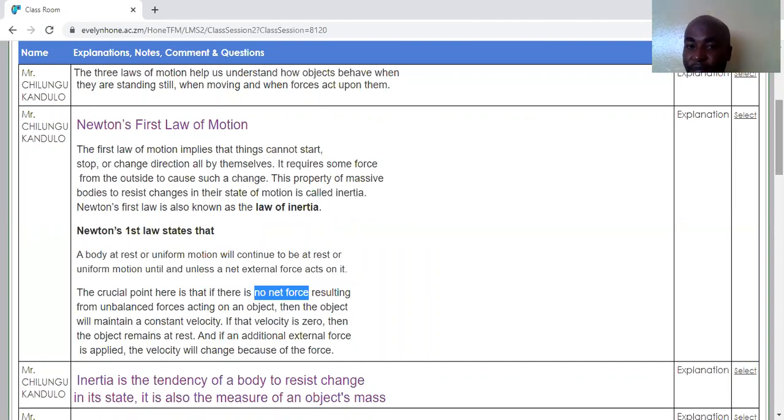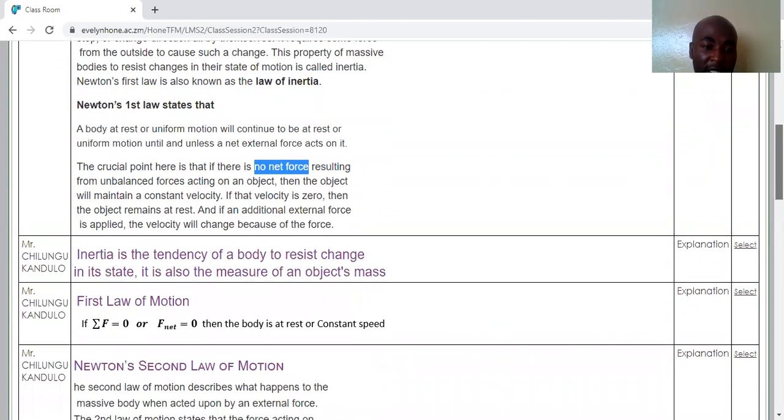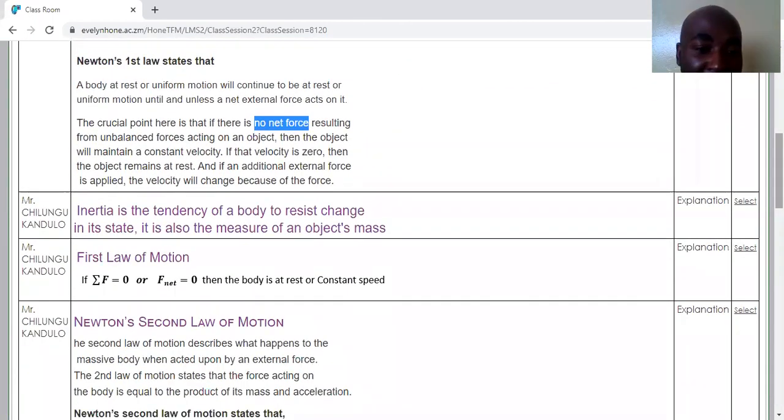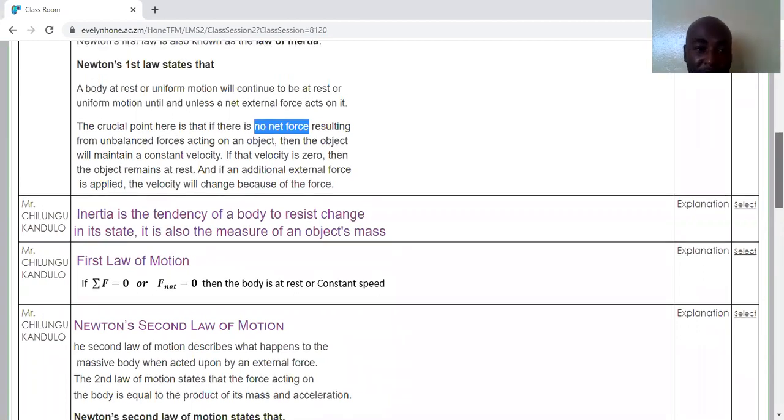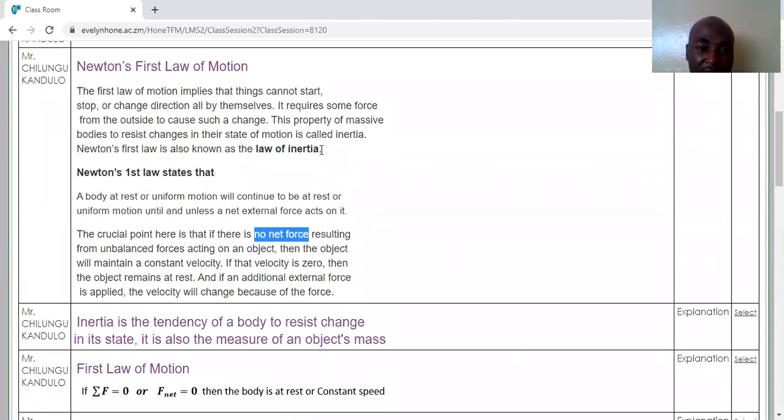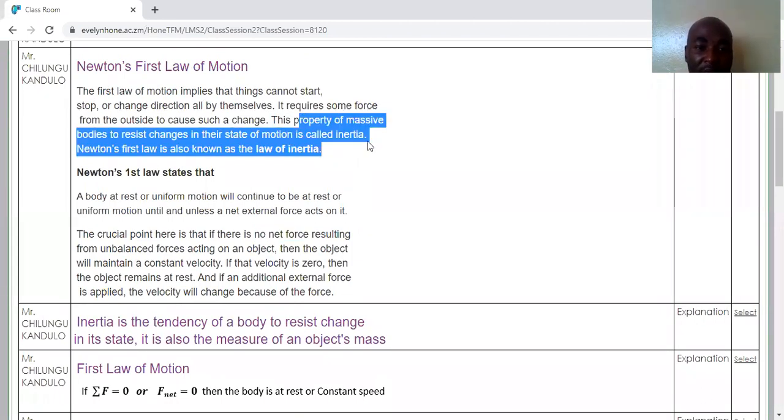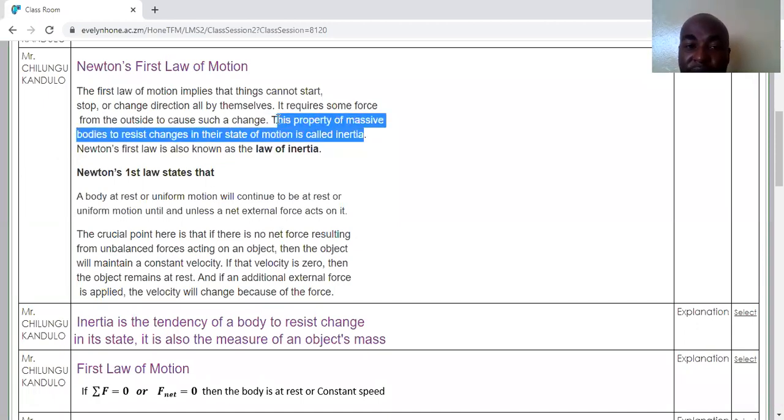Then the next point is to define inertia. Inertia is the tendency of a body to resist change in its state. It is also the measure of an object's mass. So remember, even when we're talking about inertia, the nice definition here, where we said the property of massive bodies, meaning the bigger the mass, the greater the inertia.